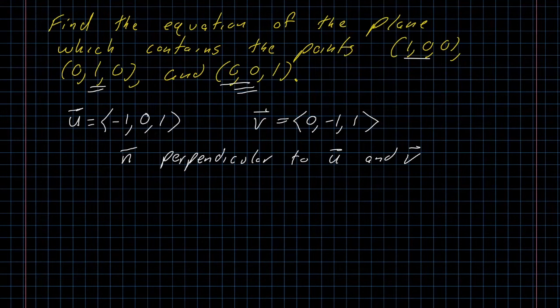And our goal is to write vector n, which is perpendicular to both u and v. And once again, thankfully, we've developed a tool for doing that. It's called the cross product.